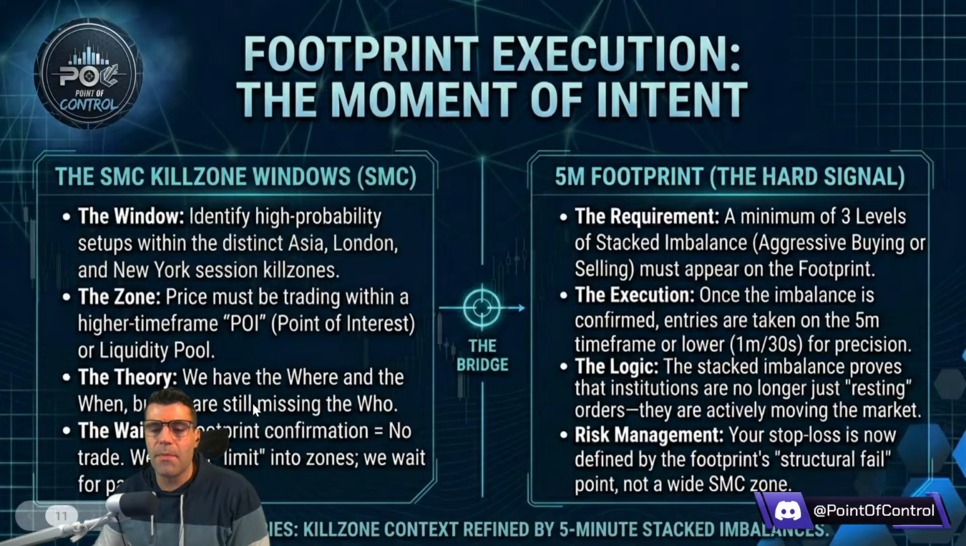All right. Time aligns with price. We need to see both aligned for a valid trade idea. We're not going to have a lot of participation outside of the macro windows. So the zone, price must be trading within a higher time frame point of interest or a liquidity pool. We want to see price has traded up into a 4-hour or higher time frame narrative. And then we have the where and the when, but we are still missing the who.